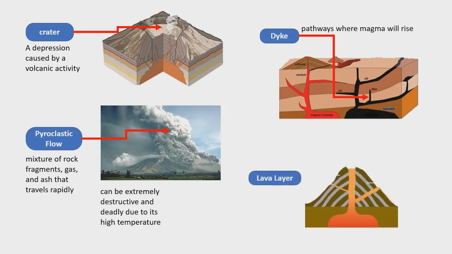Next is lava layer. Lava layer is actually the flow of lava that hardens into the volcanic cone, and eventually it is called a lava layer. On the contrary, when pyroclastic material, due to gravitational action, is deposited along the cone of a volcano, it will create a layer called an ash layer.